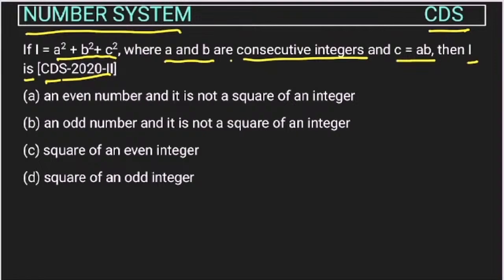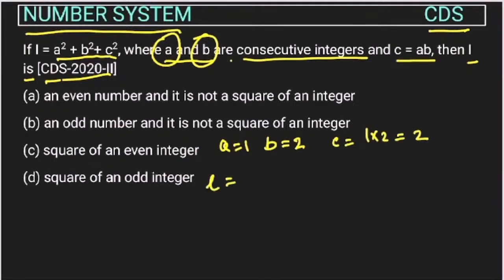Suppose I am considering positive integers, with a and b consecutive. Let's take a as 1 and b as 2, then c will be 1 into 2, which is 2. Now put it in this. L will be 1 square plus 2 square plus 2 square, so this is 1 plus 4 plus 4, which is 9. So L is 9. This L is the square of an integer. We are getting this, right?